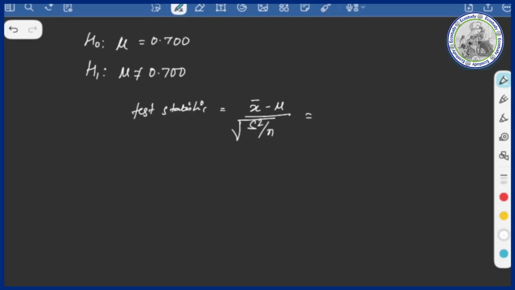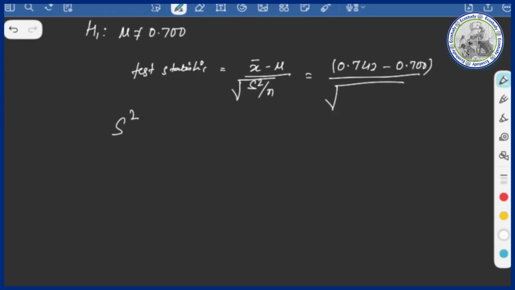Okay, so what is x bar here? X bar is 0.742 minus 0.700, into, see, it is your s square, this is your sample variance. Okay, then how will you calculate the standard deviation?